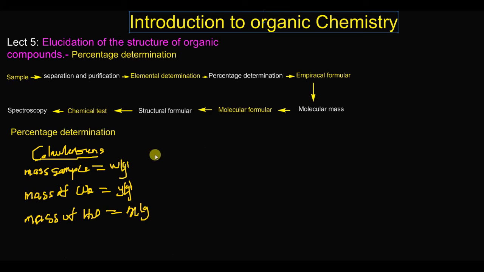Now we are going to use it to find the mass of carbon. So let's find the mass of carbon in CO2. Now how do we find that? Very, very simple. All you need to do is to know the molar mass of carbon.